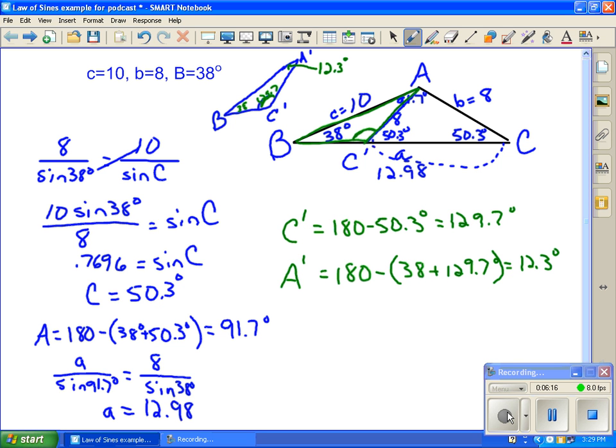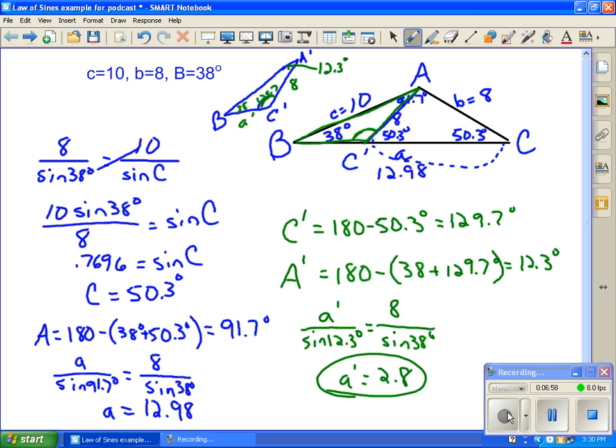Okay, well, we were also given that the side across from 38 degrees was 8, and we're now looking for little a prime. So we're going back to the same ratio as what we did before for little a, but little a prime is going to be over the sine of 12.3 degrees now, because that's the angle corresponding to it. And I'm going back to the original. I'm still doing the 8 over the sine 38, so that didn't change at all. I cross multiply, and a prime now is 2.8 approximately.